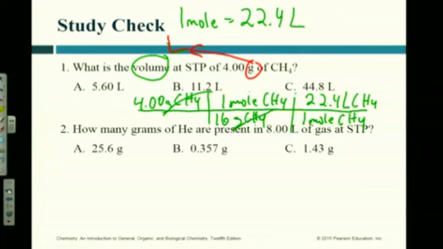So what do we have? Liters. 5.60 liters. Since it's multiple choice, once you write this out, you don't even need a calculator. Watch. 16 into 4, right? That means if I cancel this out and put a 4 down here, 22 divided by 4, 5.6. No calculator needed.